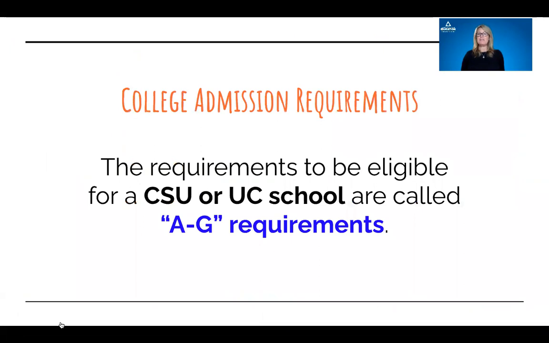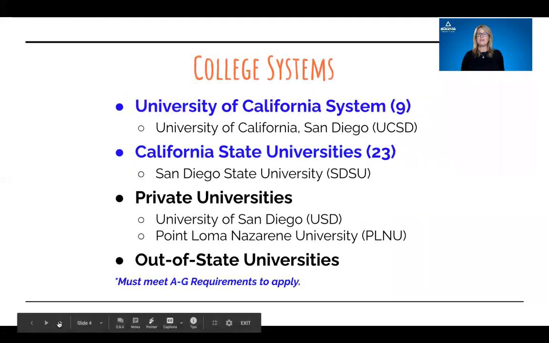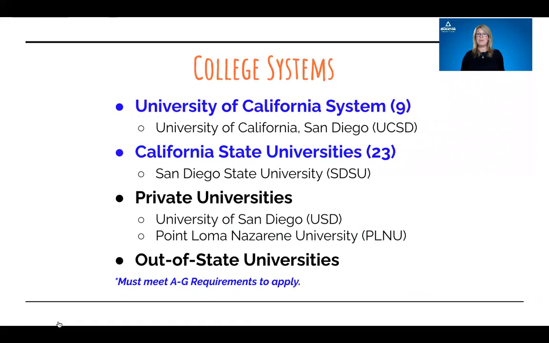These are requirements that students, or courses that students, must take in order to be eligible for a CSU or a UC school. So we have different college systems, and two of the biggest are two public university systems, which is the UC system, with 9 UC schools throughout the state of California, or a CSU, which is a California State University, and there are over 23.